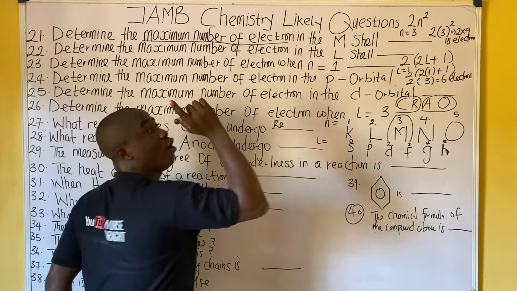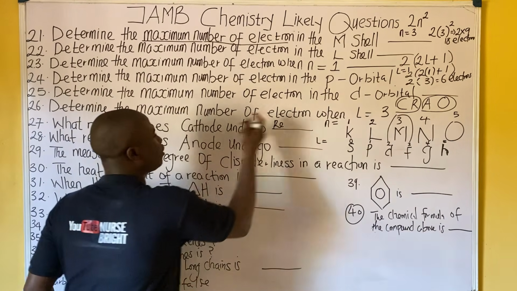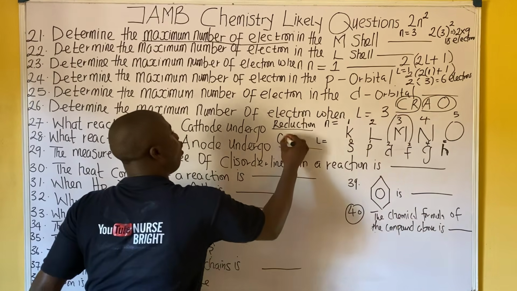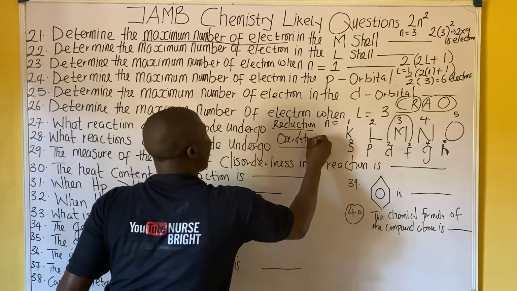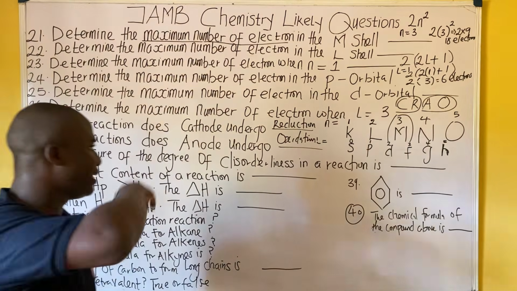It's on the topic of electrolysis, and I think I have videos on this aspect as well. So the cathode undergoes reduction. The anode undergoes what? Oxidation. I believe it's clear. It's not difficult. It's very simple. All right, let's get into the next question.